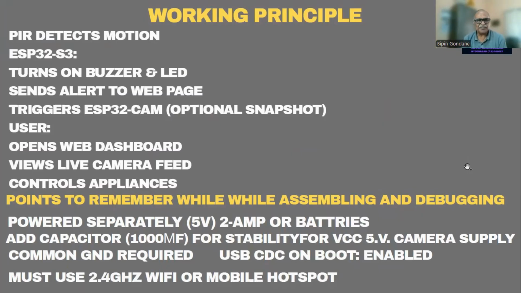Now the working principle. PIR detects the motion, or IR detects the motion. It gives to S3 or C3, that is ESP32. Turn on buzzer and LED. If somebody, an intruder, is there, it will turn on the buzzer and the LED also. Send alert to web page. Okay, it will send alert to web page also. In the web page also, you can see whether the intruder is there or not.